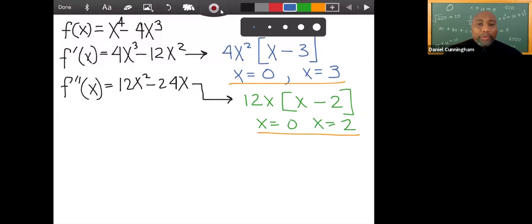So here we go. In blue that I underline, I know there's a little hiccup on our video. These are critical points from the first derivative, and these are possible points of inflection from the second derivative that I did in green. And now I'm using the second derivative to find the concavity. So I'm going to plug in values in the first, second, and third region.